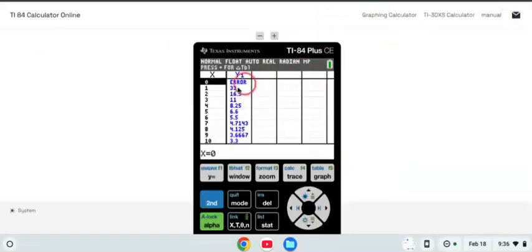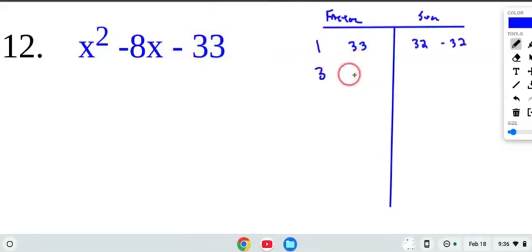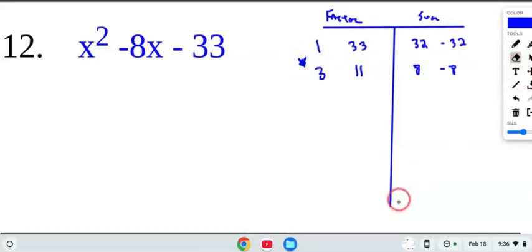Okay, let's see the next one. 2 can't work as a decimal, so 3 and 11. Let's do 3 and 11. The difference is 8 and minus 8. Boom, found it. Once again, I must show the table to get partial credit if I mess this up.